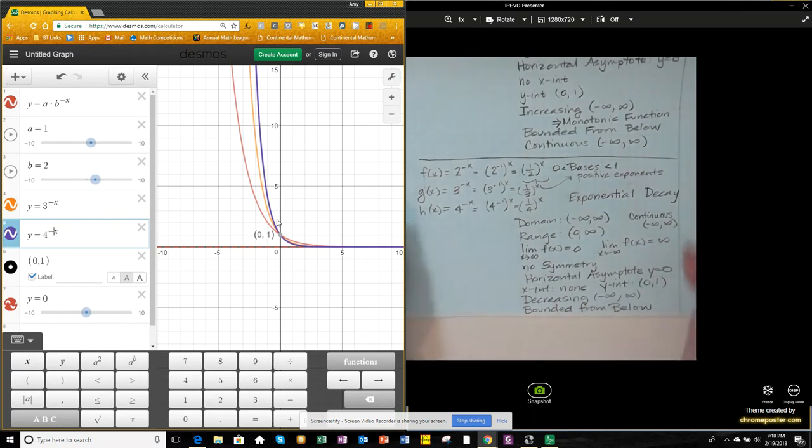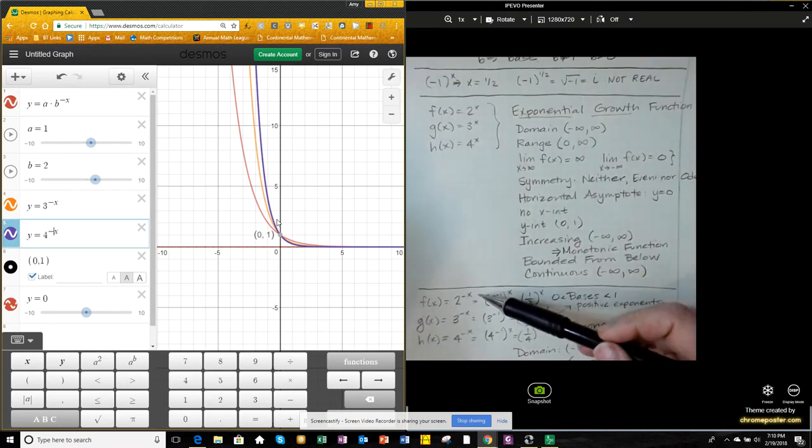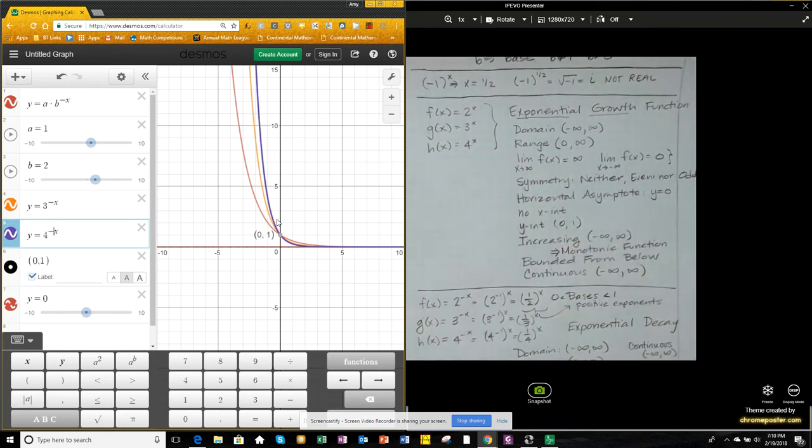Okay, so exponential decays are the reflected across the y-axis versions of the exponential growth. And it can be fractional bases between 0 and 1 if the exponent is positive.